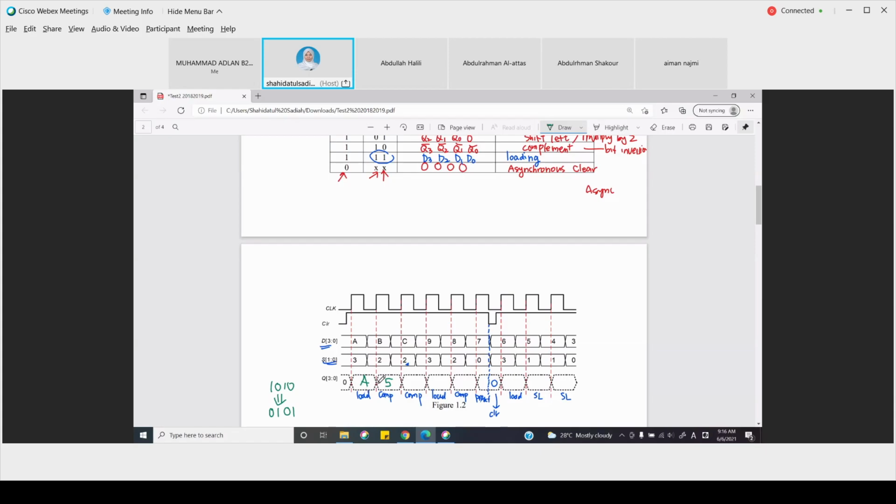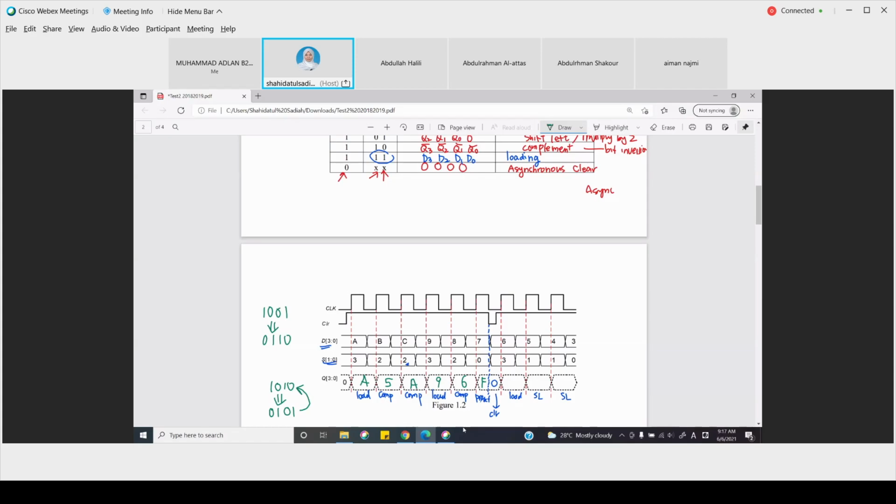And then we complement again in the next clock cycle. So 0 1 0 1, complement again and you will get 1 0 1 0, or A. In the next clock cycle we load, so we load 9. And then we complement 9. 9 is 1 0 0 1. We complement 9 and get 0 1 1 0, that is 6. And then the next clock cycle we preset, so all flip-flops will output 1. So that is F.